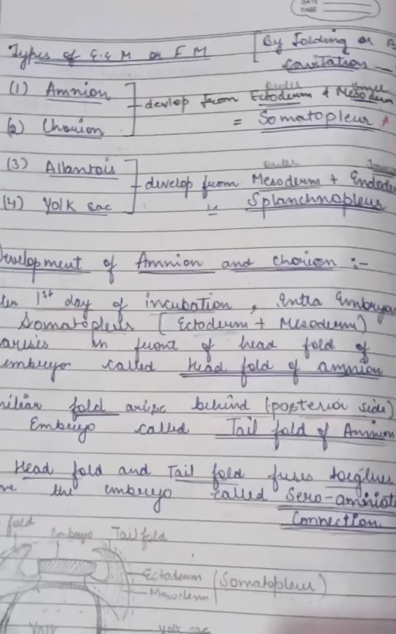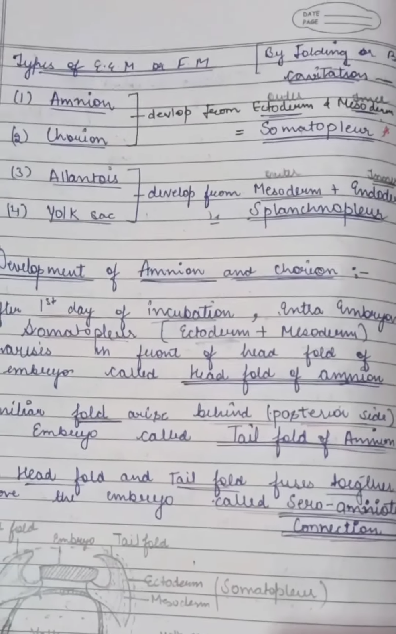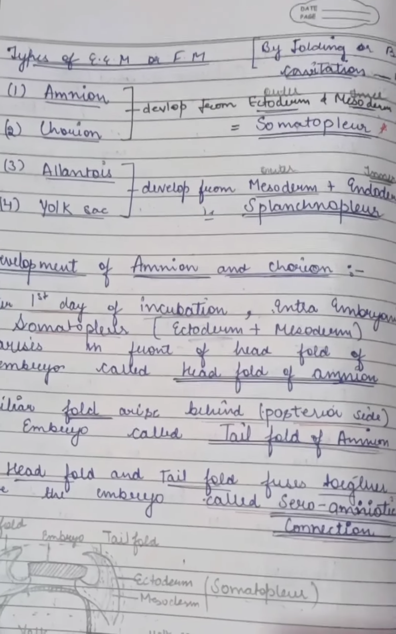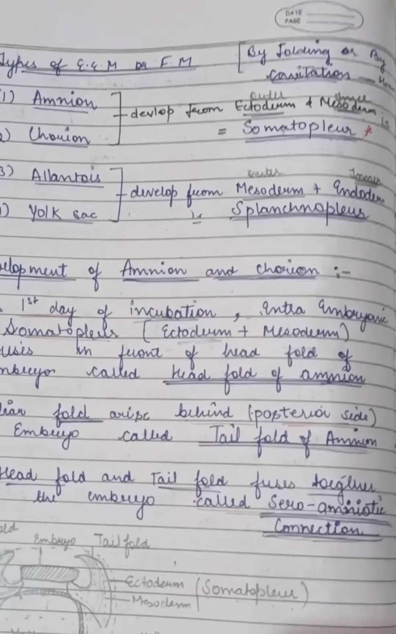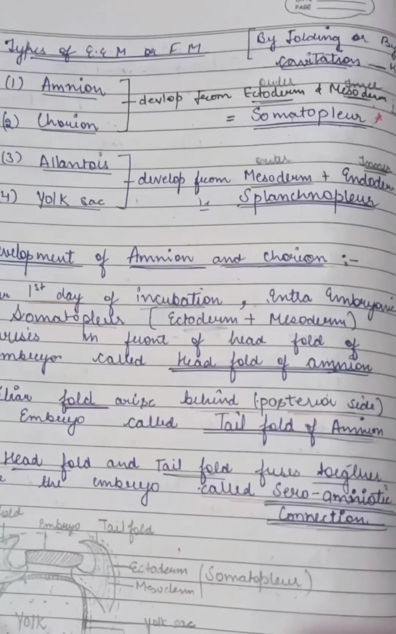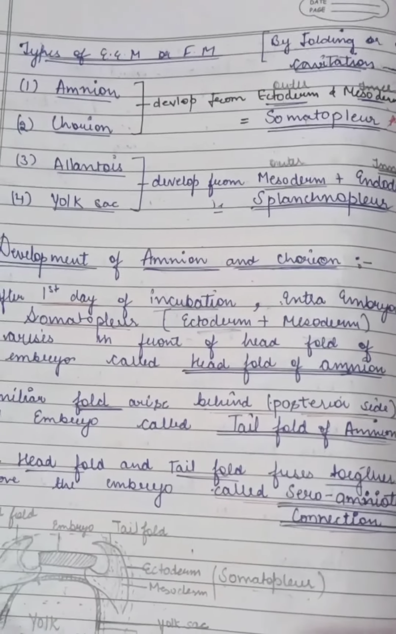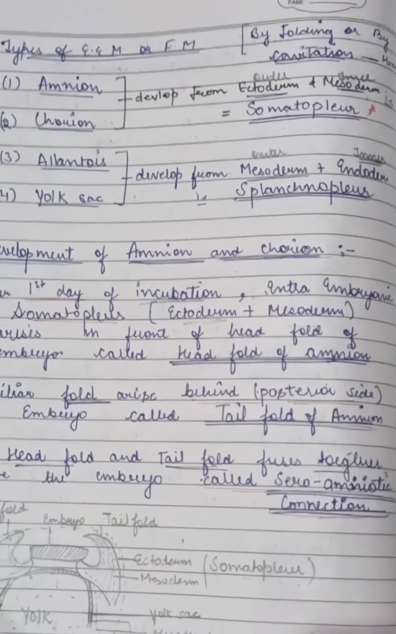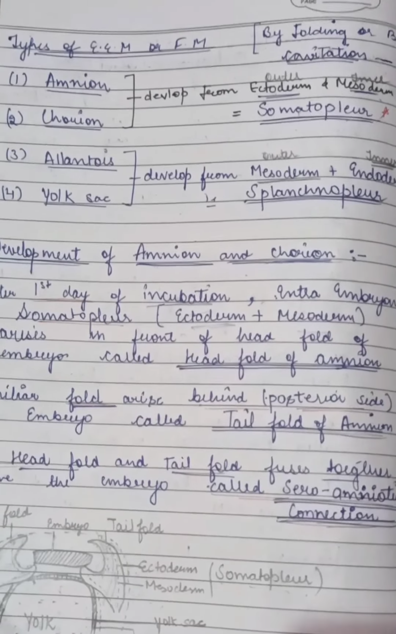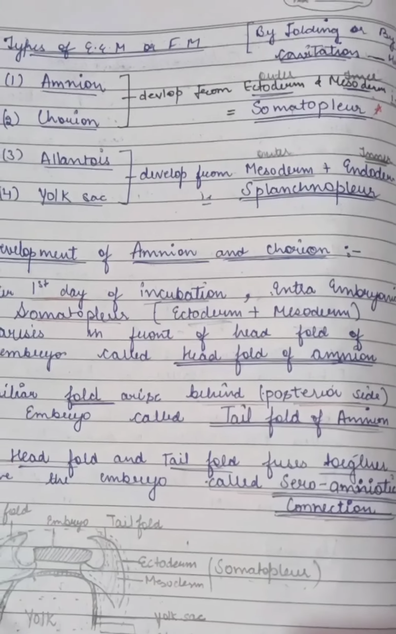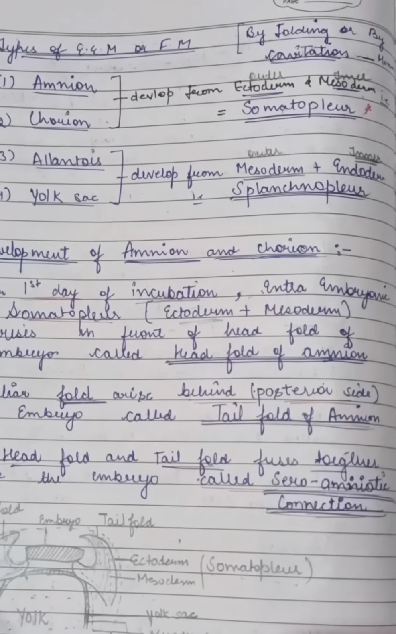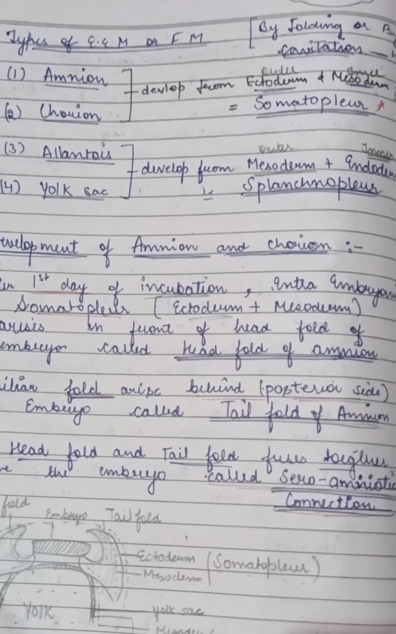Amnion and chorion develop from the somatopleure, that is the outer ectoderm layer and inner mesoderm layer. Amnion and chorion develop from the outer ectoderm layer and inner mesoderm layer known as somatopleure. Allantois and yolk sac develop from the outer mesoderm layer and inner endoderm layer, known as splanchnopleure. The development of amnion and chorion starts after the first day of incubation.